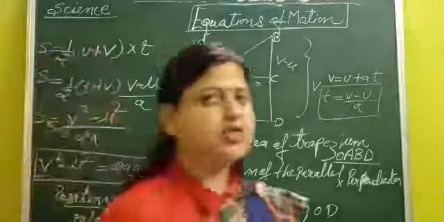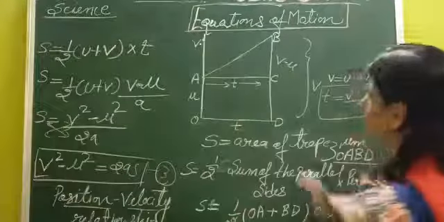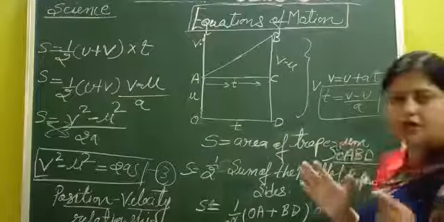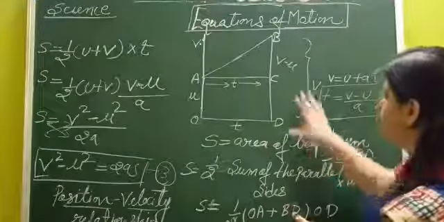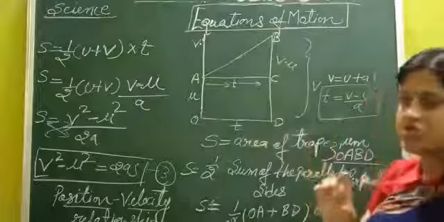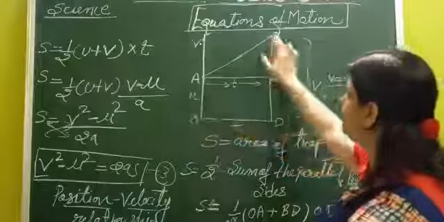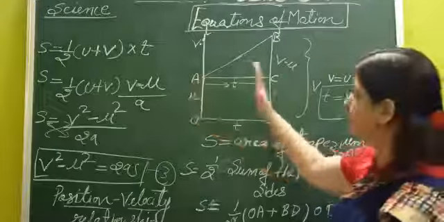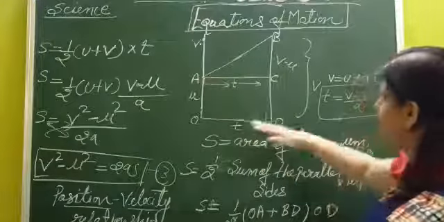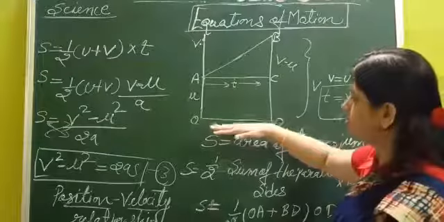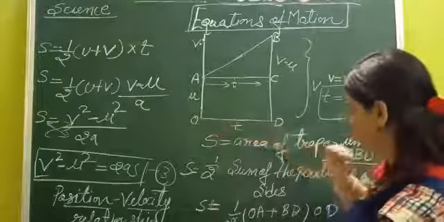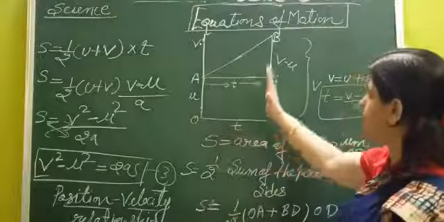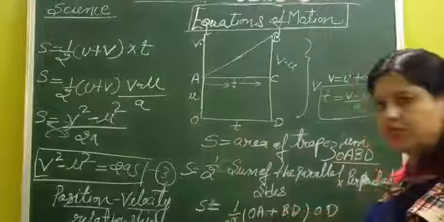So again I repeat this, everyone listen carefully. For the derivation of the third equation, first we write down the area of the trapezium of this diagram. Area of trapezium OABD: first the sum of the parallel sides, both sides are parallel, then multiply by the perpendicular, which is the distance between them, that is the perpendicular, right?